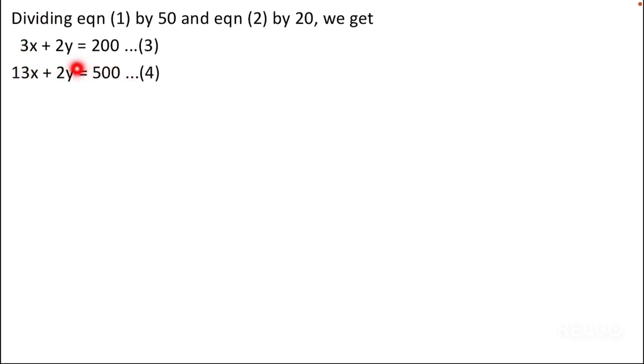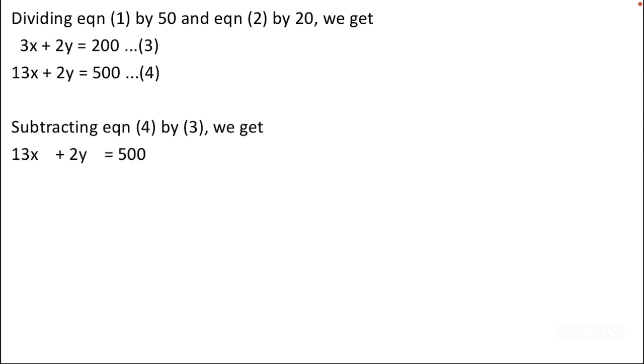So you can see that the two equations have been reduced to quite smaller numbers, and now calculation will become easier. You can see that the coefficient of y is the same, so we will subtract the two equations. So we get 13x plus 2y is 500 minus 3x minus 2y is equal to minus 200. So 2y gets cancelled, and we get 10x equals 300. So our x is equal to 30.